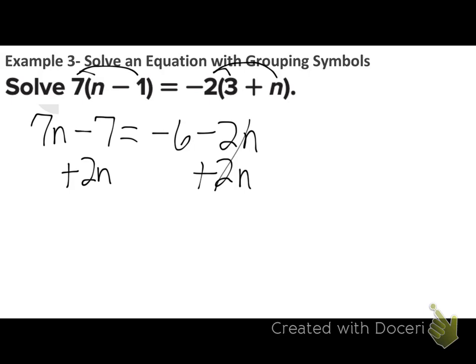These are like terms with each other. So what's 7n plus 2n? 9n. Don't forget about the minus 7. It is still over here for right now. What's left on the right-hand side? Negative 6. Are we okay with that second step of getting the variables to the same side? Okay, I got my variables to one side. Now what do I need to do?